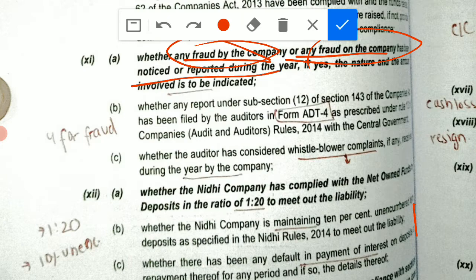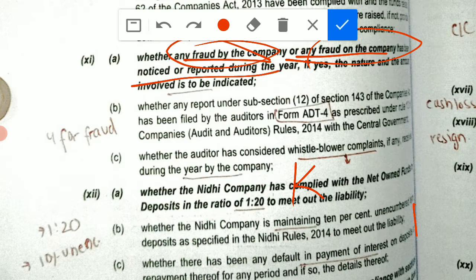If the company has received any whistleblower complaint, then you have to report about it. So you can write the proper meaning of it: knowledge of illegal activities. Suppose I am the auditor of PQR Limited. I am doing the audit as per the books of accounts. But what happened? I was going to the market and I came to know about some illegal activity, that PQR Limited is doing this and this illegal activity.